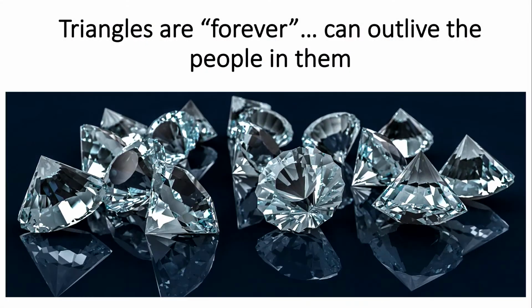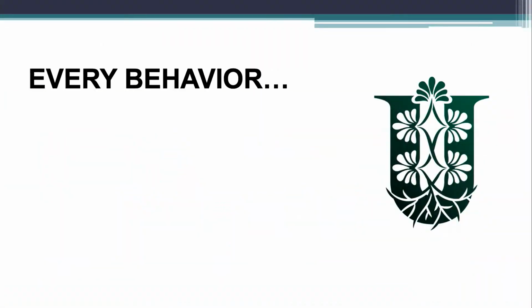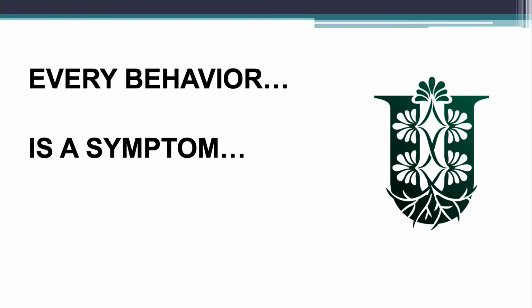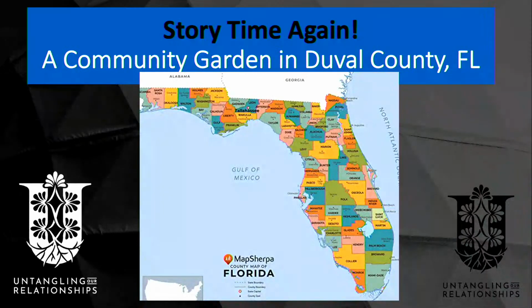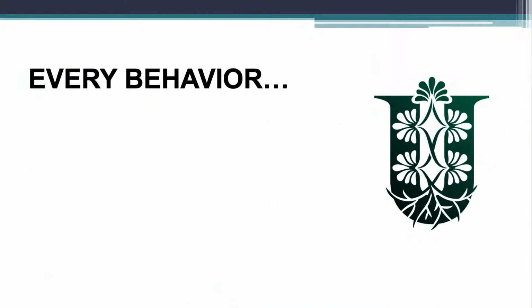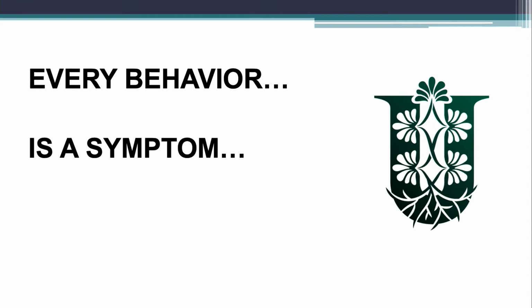Just because someone passes away or leaves does not mean that anxiety disappears. Every behavior is a symptom of the system, and some of our behaviors are symptoms of the triangles wanting to seek stability or avoiding stability. All right, let's talk about a community garden in Duval County, Florida. Anyone ever been there? It's near Jacksonville. Okay. Every behavior is a symptom of the system.